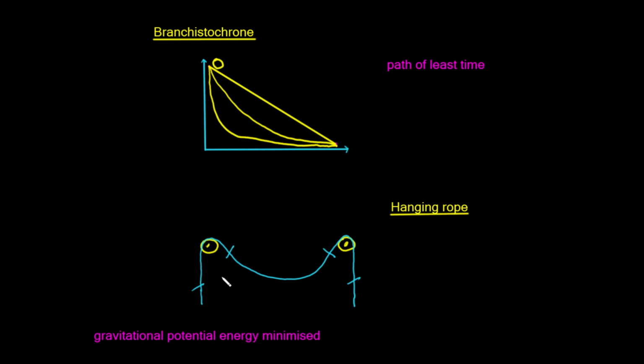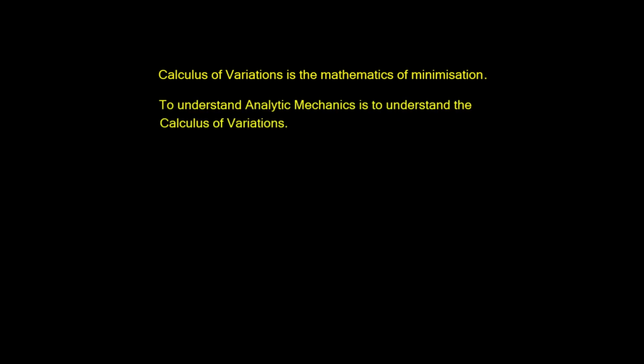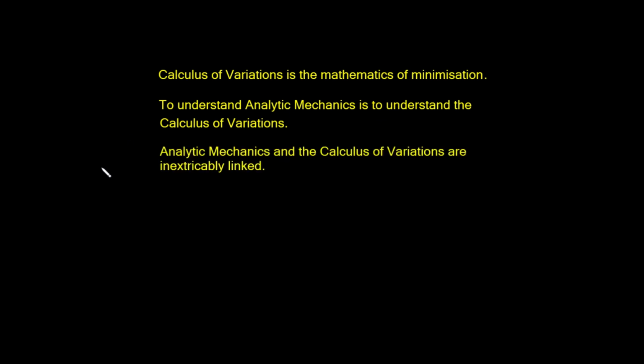We just want to get across the point that nature tends to work in a manner that allows it to minimise particular quantities. Now, the mathematics that we're going to use in order to understand this minimisation is called the calculus of variations. So the calculus of variations is the mathematics of minimisation. So in order to understand analytic mechanics, we want to be able to understand the calculus of variations. Analytic mechanics and the calculus of variations are inextricably linked.